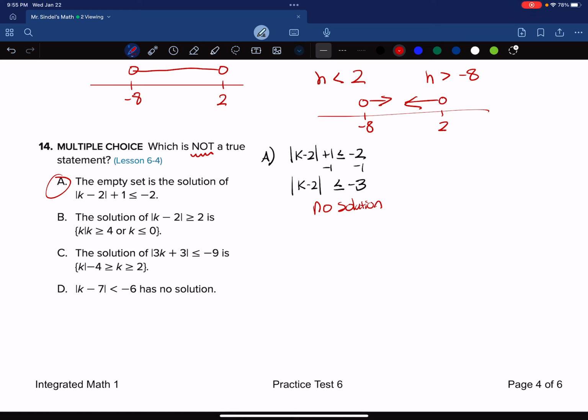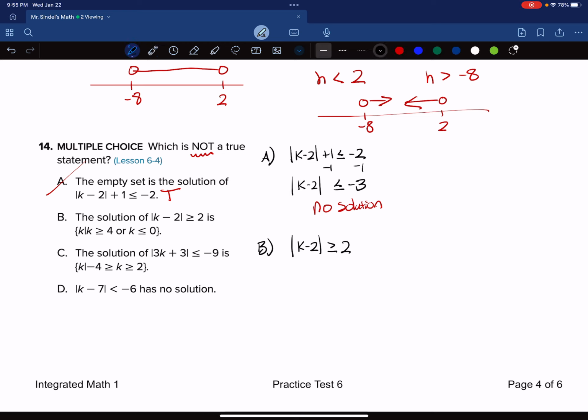Oh, it is a true statement. We're looking for a not true statement. So darn it, that is not correct because it's a true statement. So we have to cross it off. What about the next one? Let's talk about B. B is saying if you do the absolute value of k minus 2 is greater than or equal to 2, it has those answers. Let's test. Okay, well, this one is true. You can be greater than a positive.